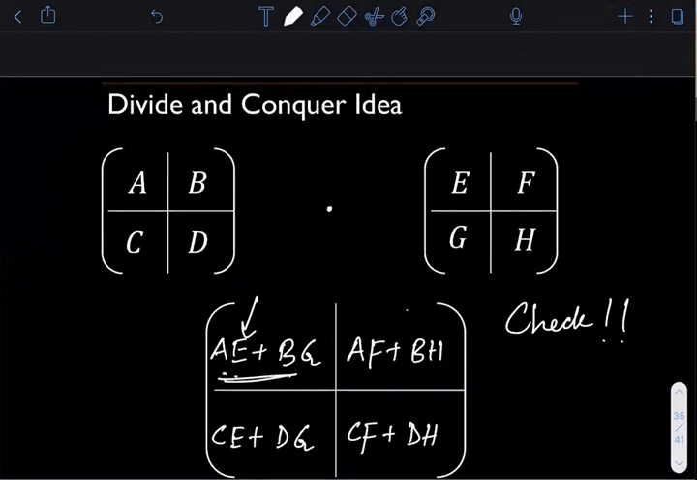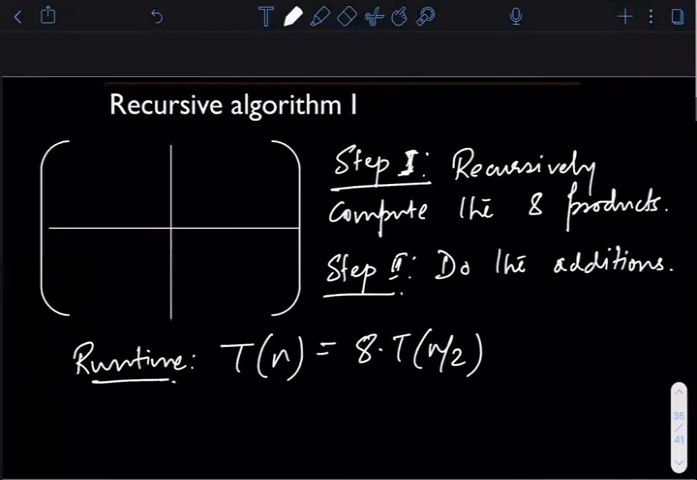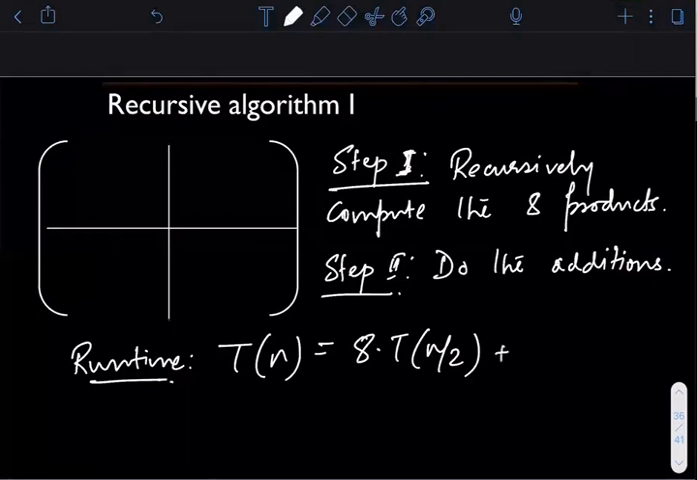And there are like 4 of these that you need to compute. So it's roughly going to be 4 times whatever the addition time is. So overall, I can just write order n square, or c times n square. So what is T(n) then? How do I compute T(n) now?